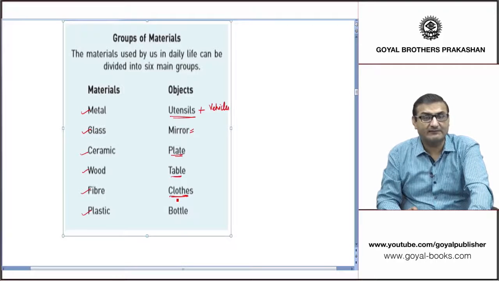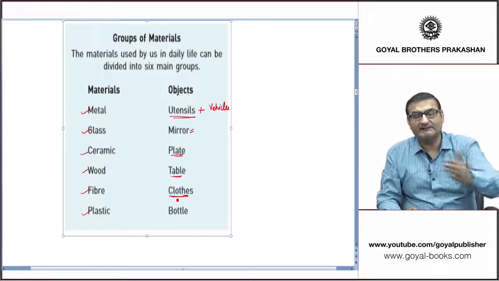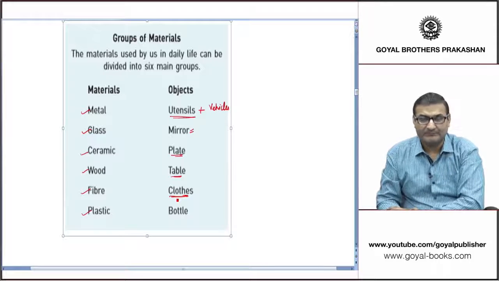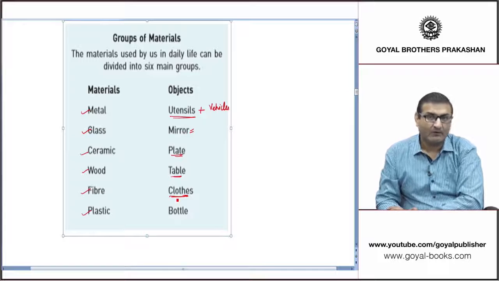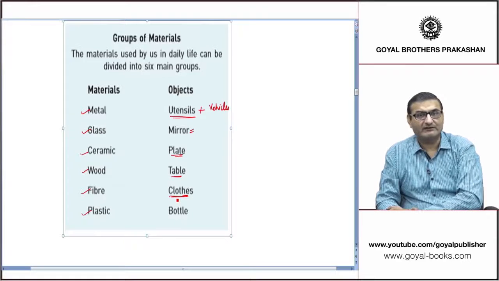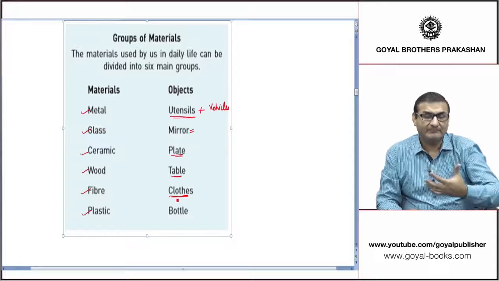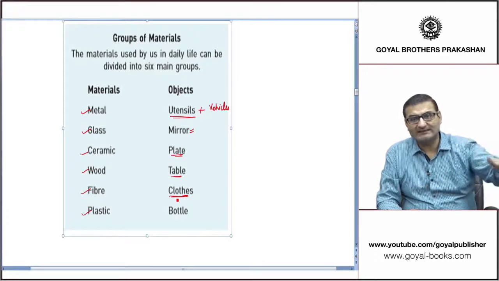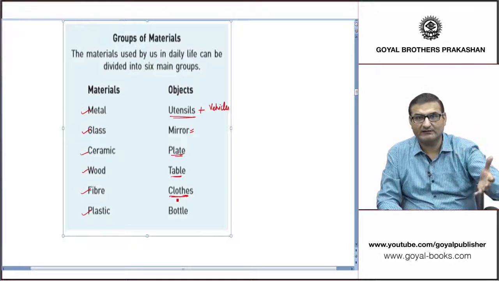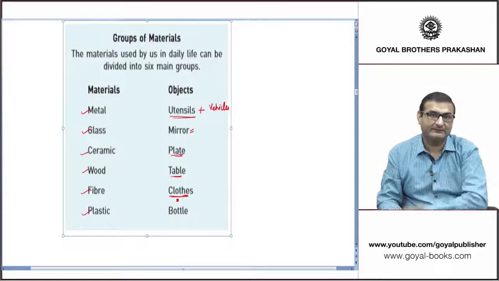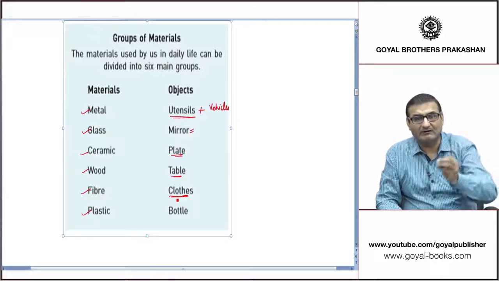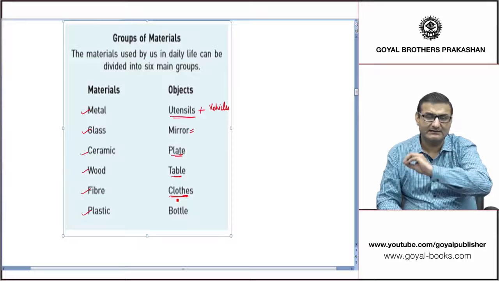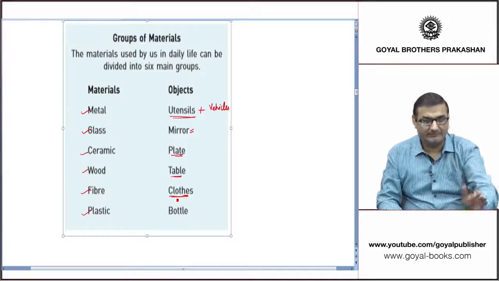We have studied these fibers in a lot of detail in the previous chapter, that is fiber to fabric. There we have seen about the natural fibers as well as the synthetic fibers. All the varieties of clothes, whether we are talking about the clothes we wear or the clothes in the form of the curtains or the bed sheets or the sofa covers, they are all made up of fiber. Whether it is cotton clothes, woolen clothes, or synthetic fibers, they are all categorized under fibers.